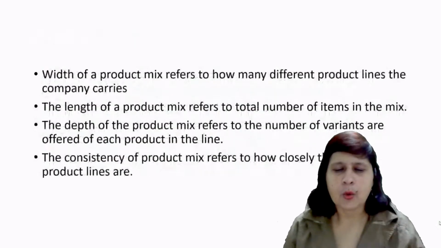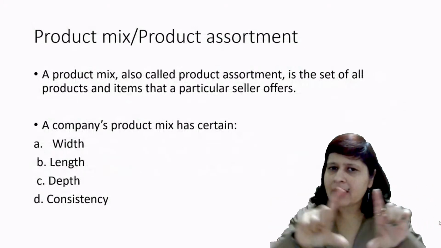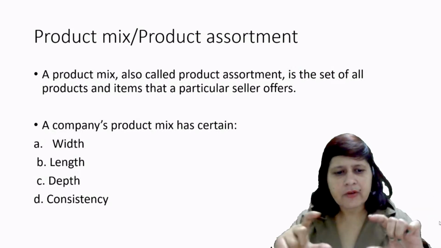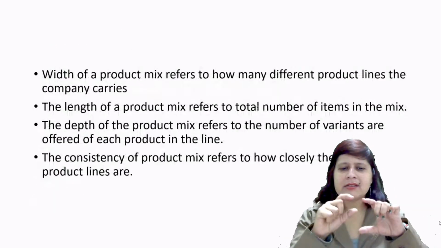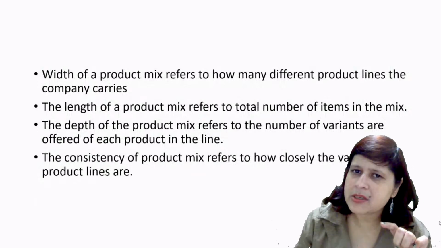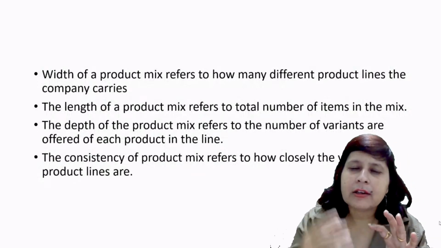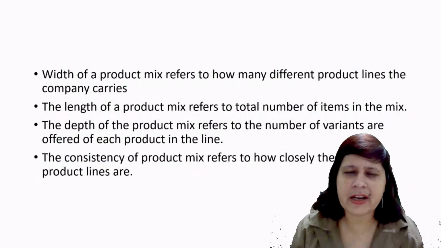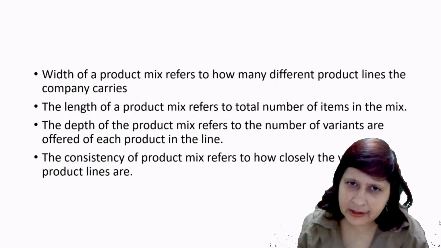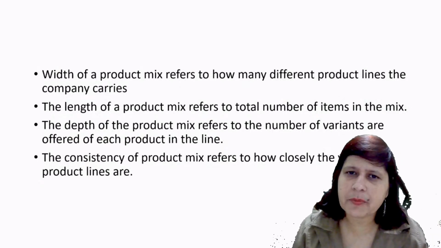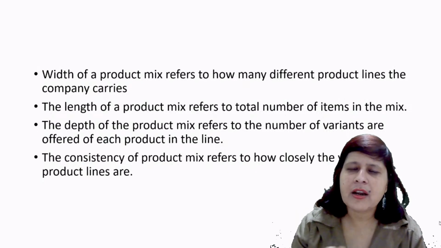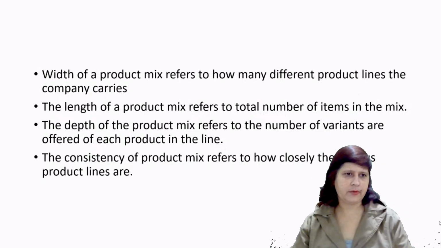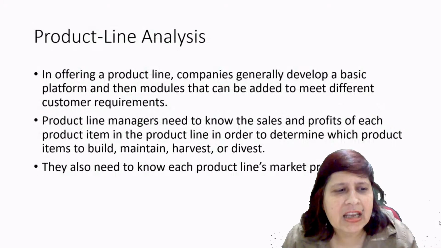So I hope you understand what is the width of the product. Width of the product is the number of product lines, how many product lines a company offers. Length of the product line refers to the total number of items in a mix, right? That is the length of the product. Depth of the product is the variation, that is the number of variants offered in each product, right? That is the depth of the product. And the consistency of the product mix is how closely related the various product lines are, that is the consistency of the product, right?